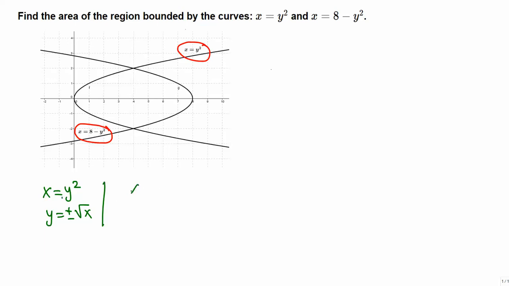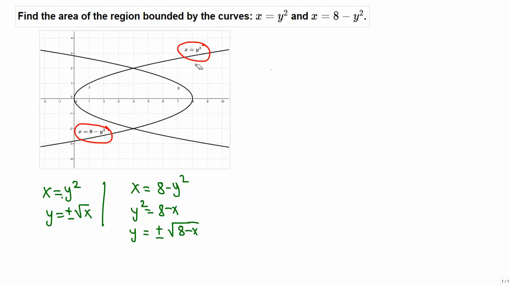And next we have x equals 8 minus y squared. Let's solve for y squared. Bring x to the left side, 8 minus x. Now take the square root of both sides. Then we have an absolute value here, and when we get rid of the absolute value we get plus minus square root of 8 minus x. Now we graph two functions, y equals square root of 8 minus x and y equals negative square root of 8 minus x. Then we get this graph.